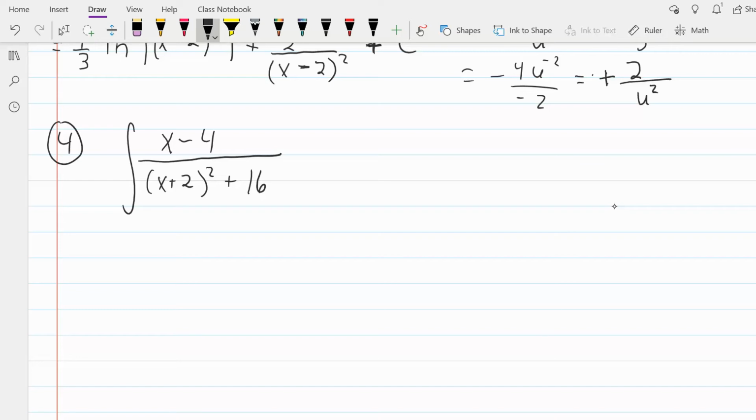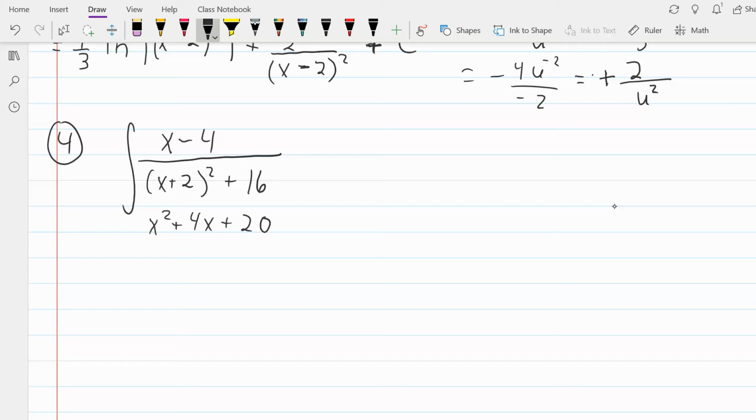So what I did on this problem is I looked at my denominator and I wanted to see what all this is actually equal to. So square this term and you get x squared plus, well, that'd be 4x, then it's going to be plus 4 plus 16, so that's plus 20.